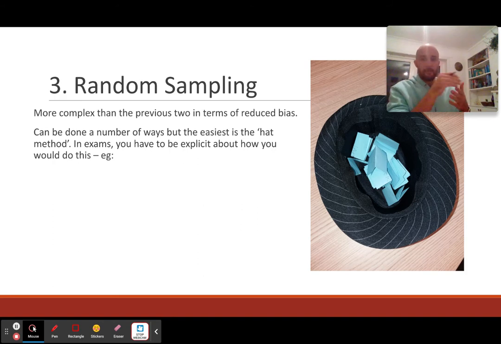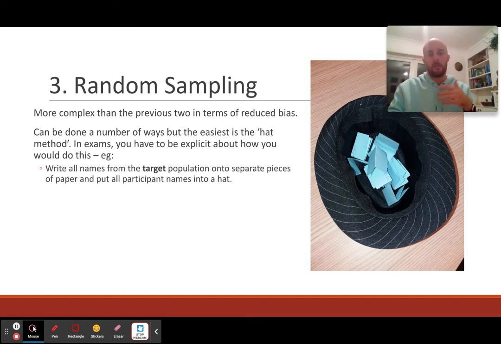Then all you do is you have all of their names on separate pieces of paper. You put them into a container of some kind. You pick them out. You approach them to see if they want to take part in your research. And if they do, boom, you've recruited someone. That is the hat method. Now, the reason why this is not biased is because everybody has an equal chance of being picked. And therefore, you are not biasing or prejudicing the sample.